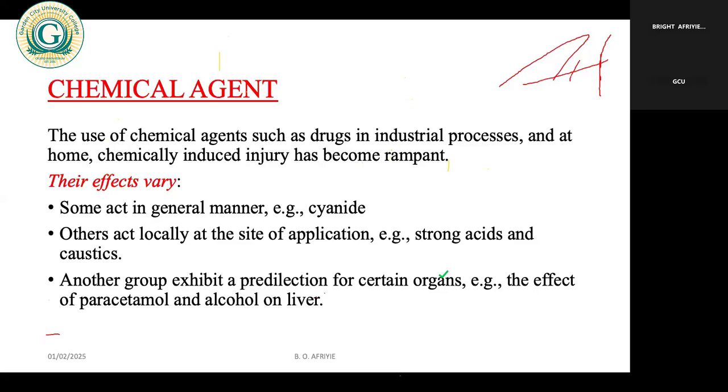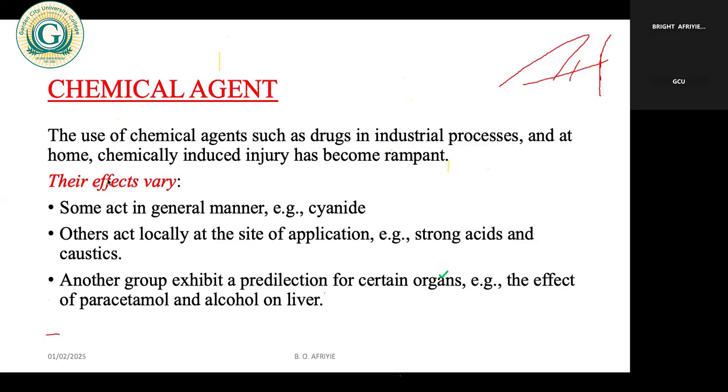So all these ones, and please know that there are some of the chemicals that are direct acting. Some are direct acting. When they are exposed to the body, immediately it causes damage. There are others too. They are indirect acting. They have to accumulate to a certain threshold before they will be able to cause problems. Okay. So please note that.